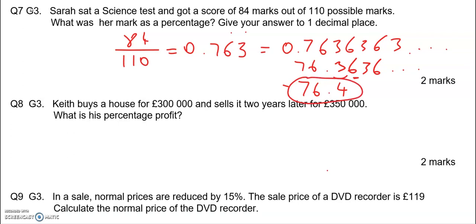If you didn't have access to a calculator, then you'd go 84 out of 110, simplify it to give us 42 out of 55. So that is easier to divide, and then you go through the same process as we've just shown.